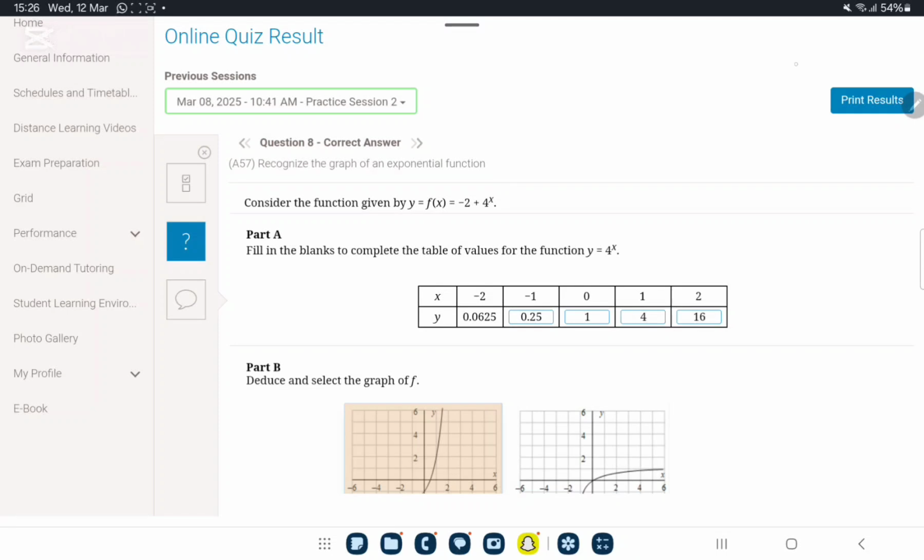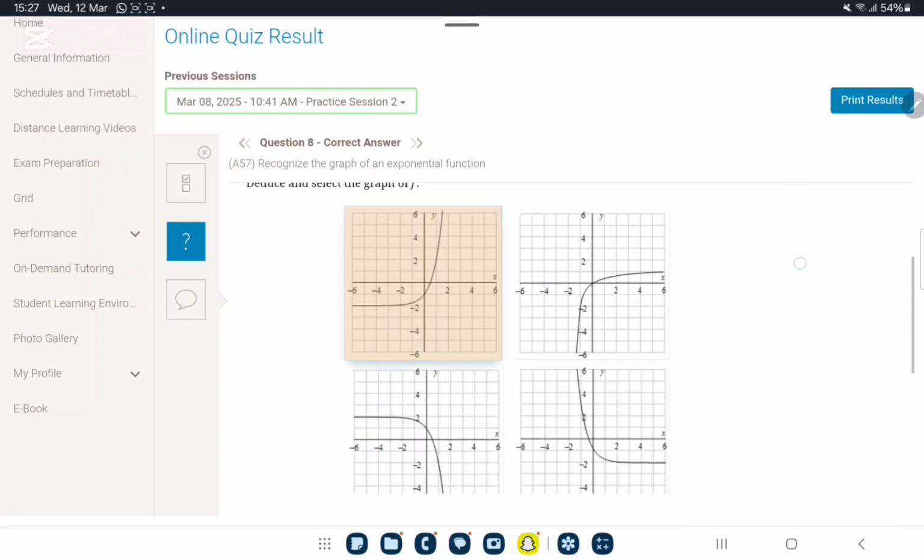So which of the following is the table of values for the function 4^x? Here they're asking for 4 to the power of x, not minus 2 plus 4 to the power of x. You can put it in your calculator. Or 4 to the power of minus 1, you flip it so the power becomes positive: 0.25. 4 to the power of 0, anything to the power of 0 is 1. 4 to the power of 1 equals 4. And 4 to the power of 2, 4 times 4, 16.